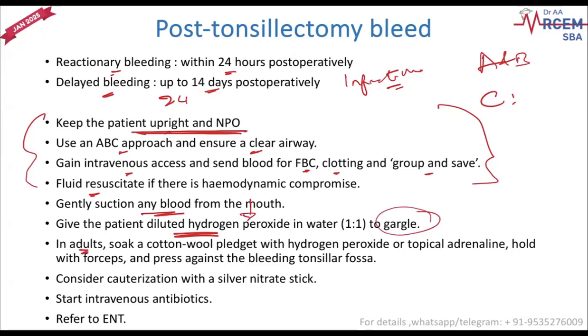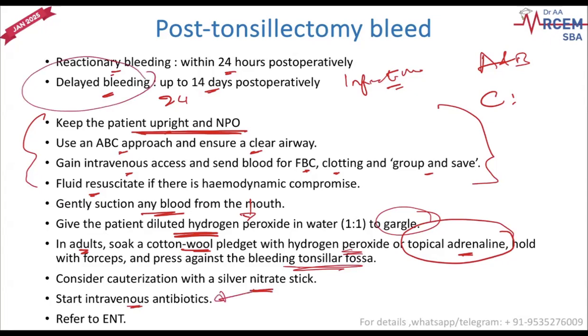In adults, you can open the mouth and see the tonsillar bed where it is bleeding from. If you can spot it, take a cotton wool plug, basically a piece of cotton, and soak it with hydrogen peroxide or topical adrenaline. The preferred one is topical adrenaline because it is a powerful vasoconstrictor. Hold it in the forceps and apply pressure over the bleeding site, that is the tonsillar fossa. It will cause vasoconstriction, and most of the time it will help to stop the bleeding. If this doesn't work, you can use silver nitrate and cauterize if you can visualize a bleeding artery. If you're suspecting delayed bleeding, make sure you give them intravenous antibiotics because this is most of the time because of the infection. And everyone requires an ENT referral here.